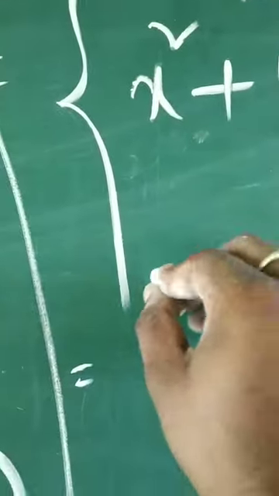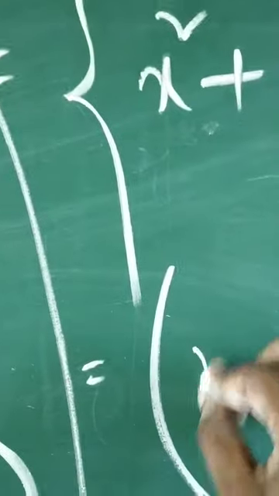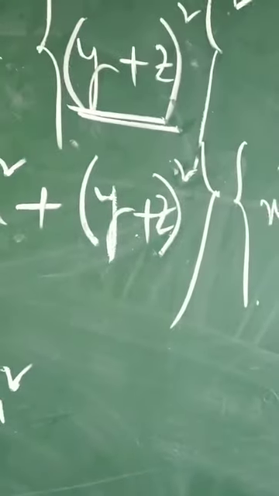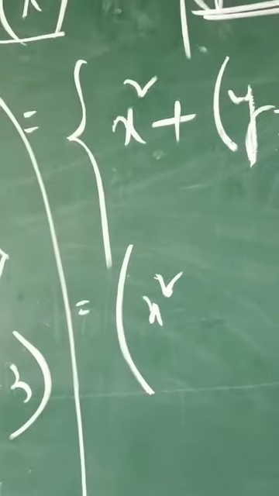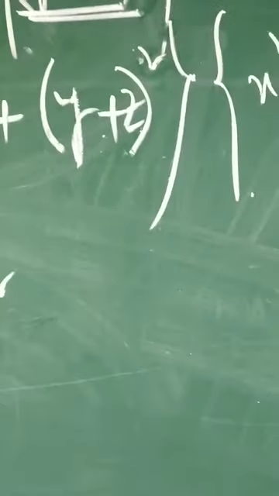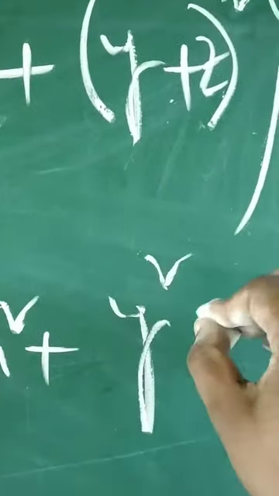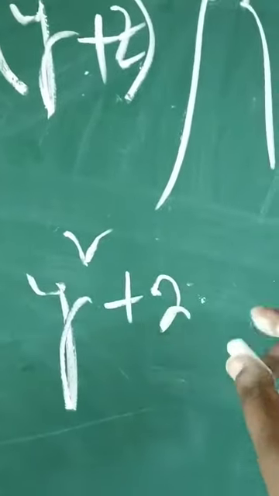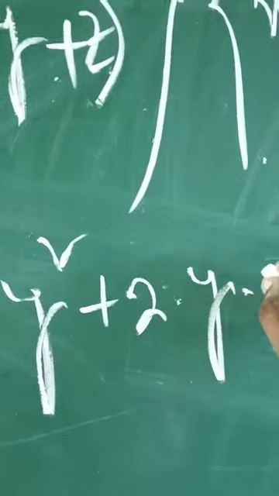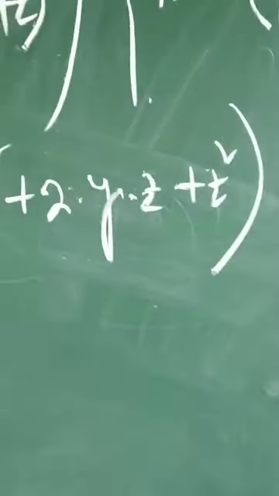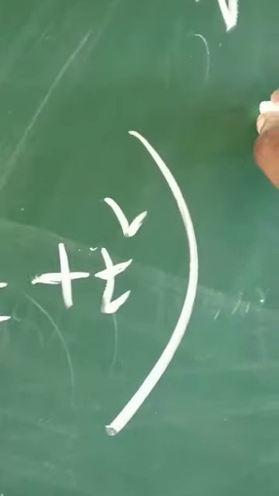Children, let this x square be as it is, x square. Y plus z whole square can be factorized using the a plus b whole square identity. We have an identity a plus b whole square, and this is what I'm going to use right now. The identity is a square plus 2ab plus b square. We have got one more part.